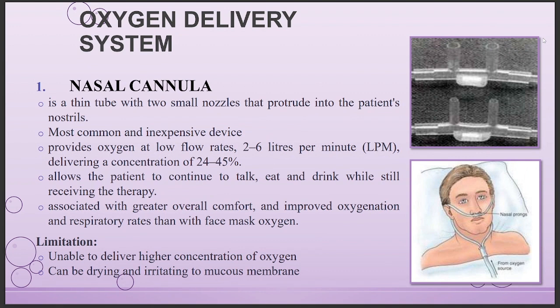Oxygen delivery systems are listed beginning from the lower to higher. We will start with the nasal cannula. It is a thin tube with two small nozzles that protrude into the patient's nostrils. It is the most common and inexpensive device. It delivers 2 to 6 liters per minute of oxygen with a concentration of 24 to 45%.